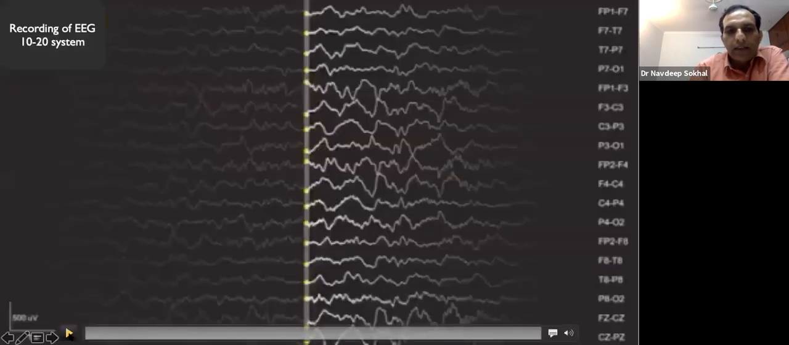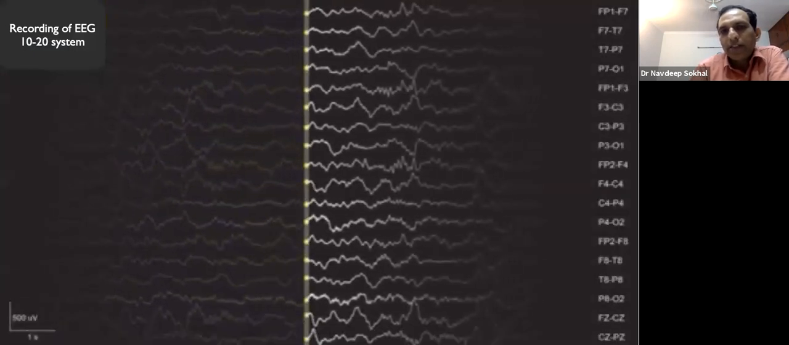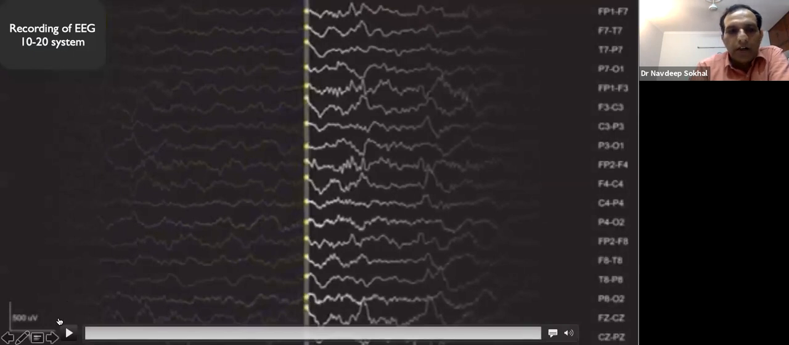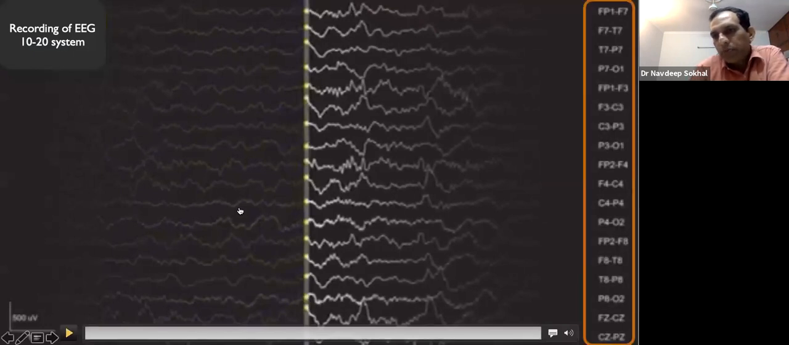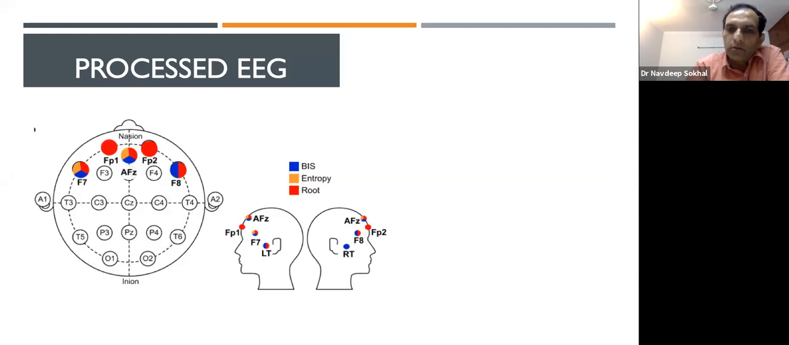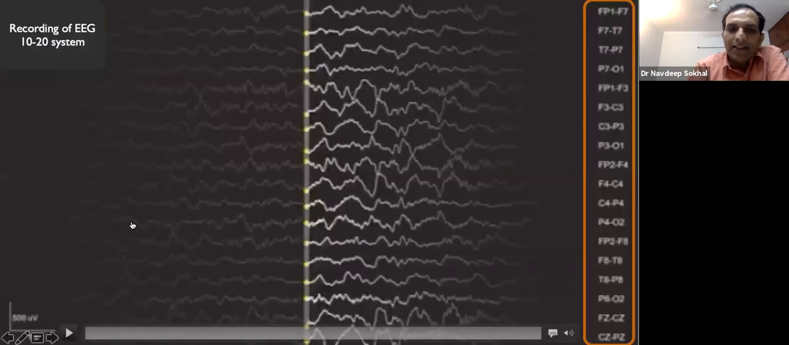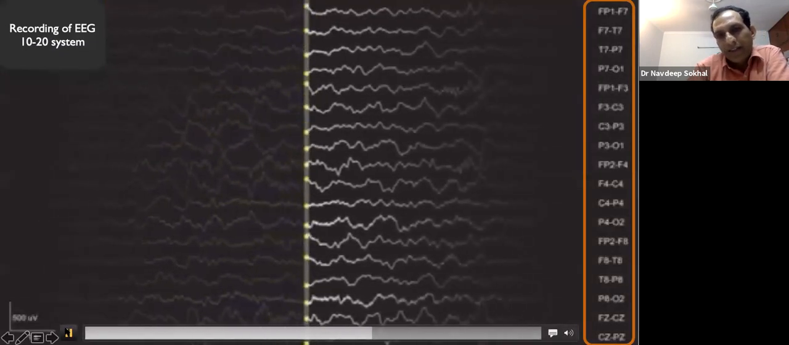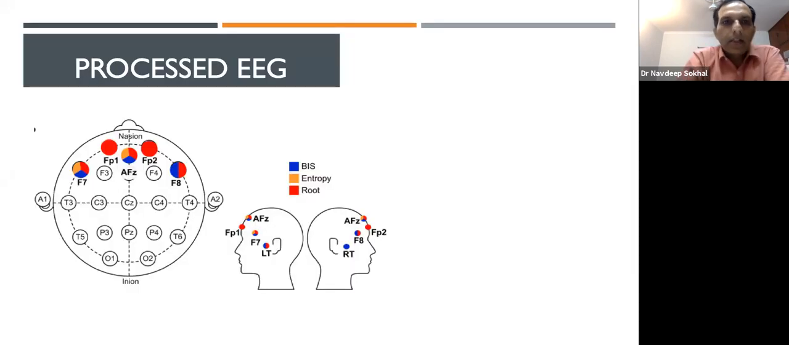Now, if you see, this is an electroencephalogram. You can see this is how the strips run, coming out from these various electrodes placed over the scalp, the 10-20 system. But reading this is a very tedious task and nothing can be understood of what is coming out of these. So what we do is we devised instruments or equipment which can give us processed EEG. For processed EEG, we do not use the whole 10-20 system, but we only use a few electrodes over the forehead rather than the scalp.